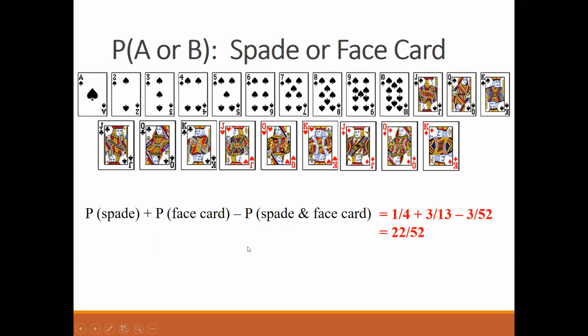So we have 1 by 4 plus 3 by 13. What is 3 here? We have reduced it. The total number of face cards is 12. 12 by 52 will give me 3. And there is minus 3. You can see these 3 cards here. In the whole bunch of cards, we have 3 spade cards which are face cards.